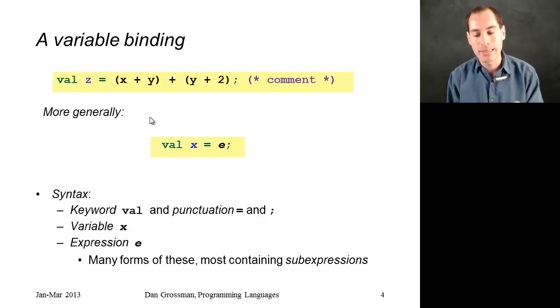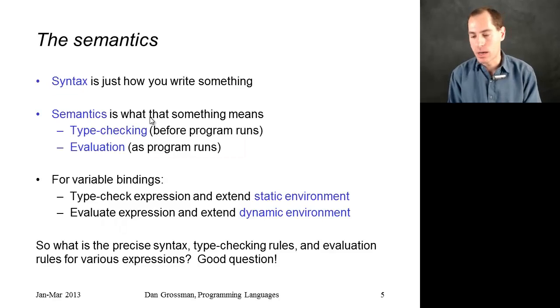Syntax is how you write something down. I haven't said what it means. That we talked about with the code, and I have it here on the last slide of this little segment. And that's the semantics. So syntax is how you write something. Semantics is what that something means. And we're dividing our semantics into type checking, which is what we do before the program runs to make sure there's nothing inconsistent. You don't use a variable that's not defined. You don't try to add something that's not a number, that sort of thing. And then evaluation, which is what happens when the program runs.